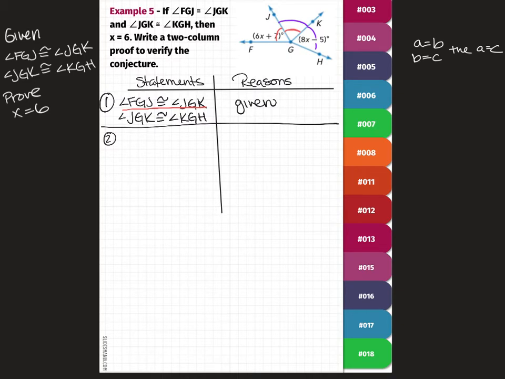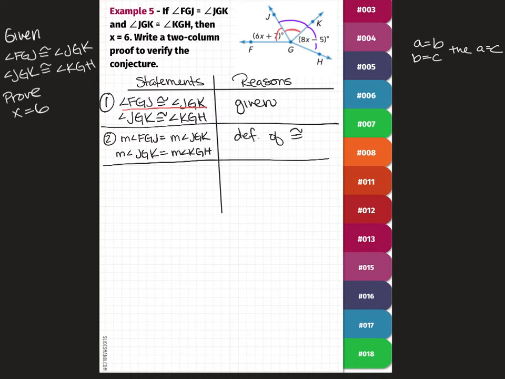So I'm going to have to say that the measure of angle FGJ is equal to the measure of angle JGK. And I'm also going to say that the measure of angle JGK is equal to the measure of angle KGH. These letters are crazy. But those statements come from the definition of congruent, because I know that if two angles are congruent, then their measures are equal. And you can also, again, put them on the same line because they have the same reason. I'm fine with that. But if you want to split it up, then you can do that as well.